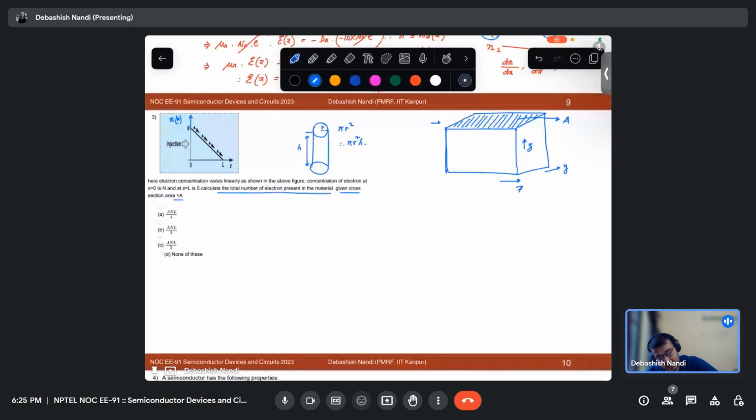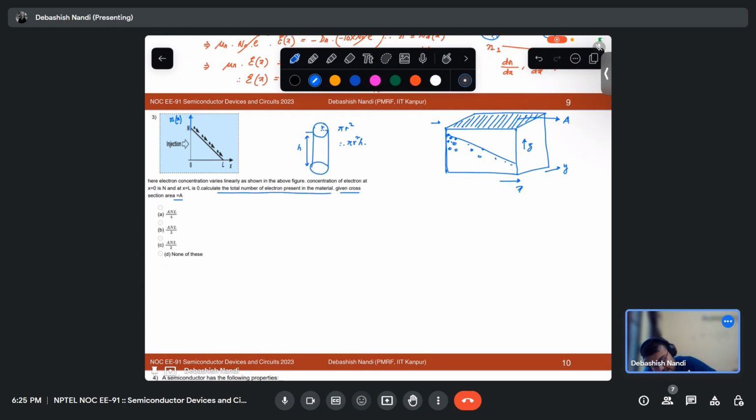Okay, and it is mentioned that it has this straight line behavior. The carrier concentration is like that. It means here you will have a high number of electrons and the electron concentration is gradually decreasing. So this is given. Now they have asked about the concentration. Okay, so what is the first thing?